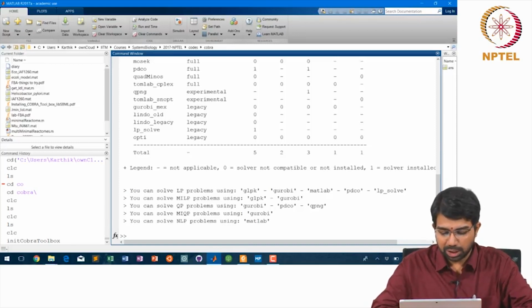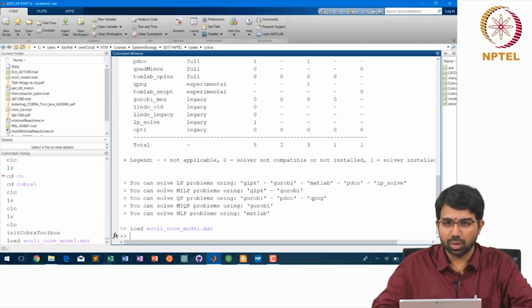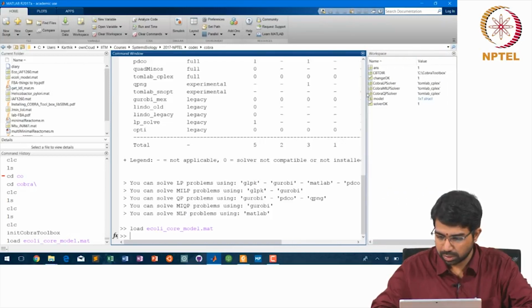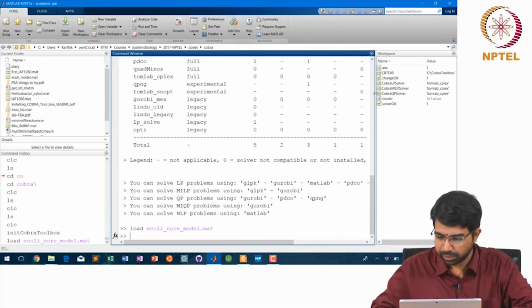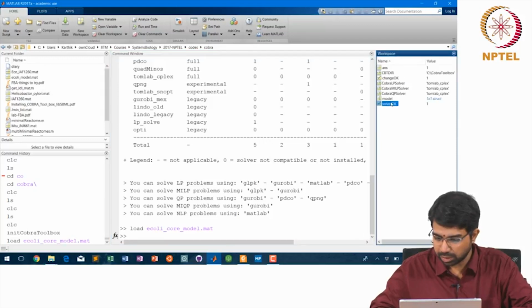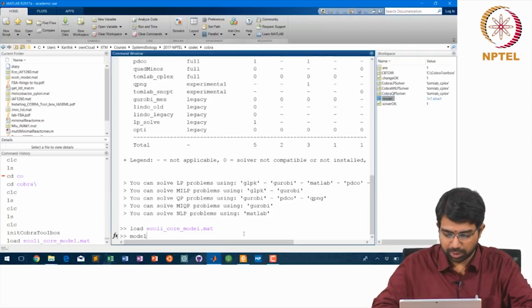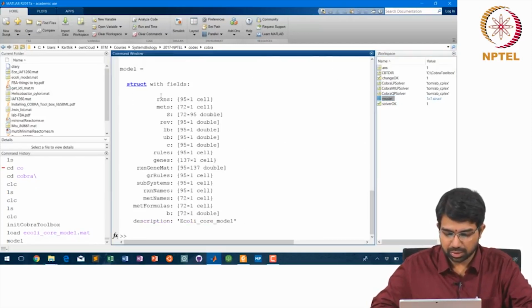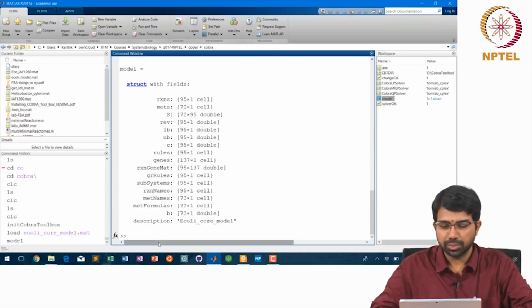So let us try out a few things. First thing is, let us again load the E. coli core model. It goes into this variable called model. We already looked at the structure of model in the previous class. So, model looks like this.